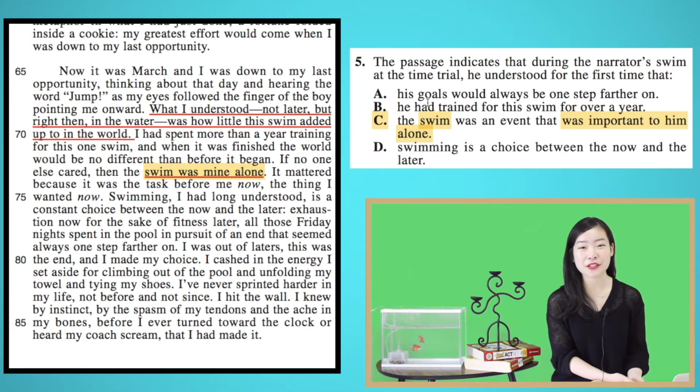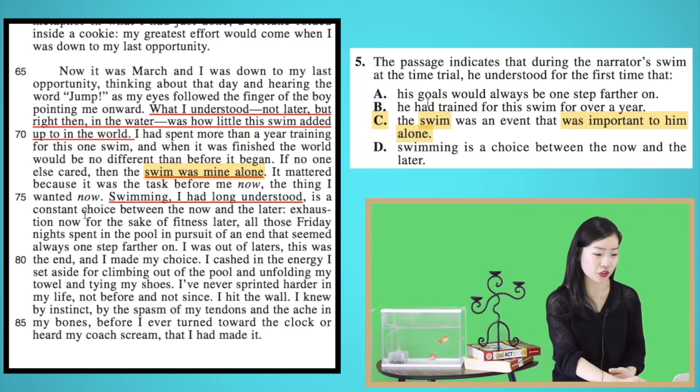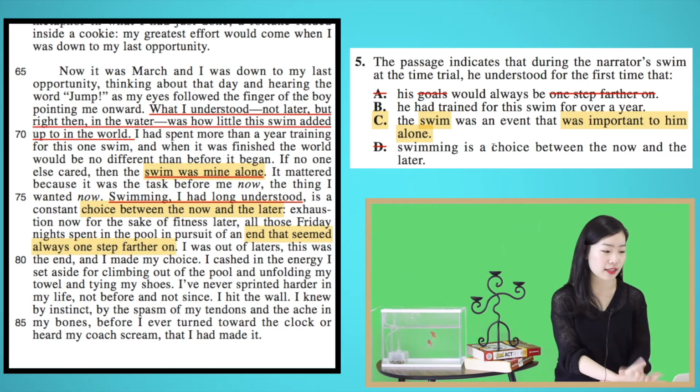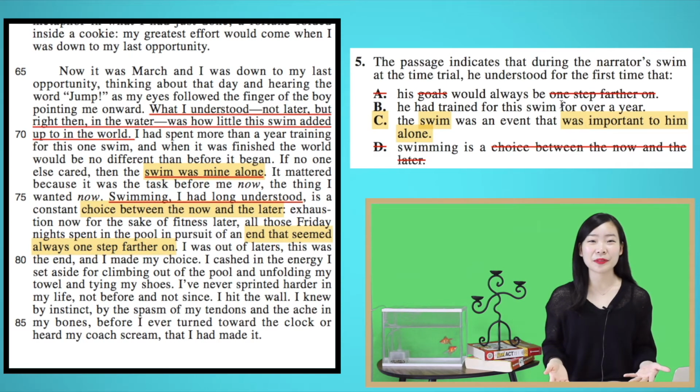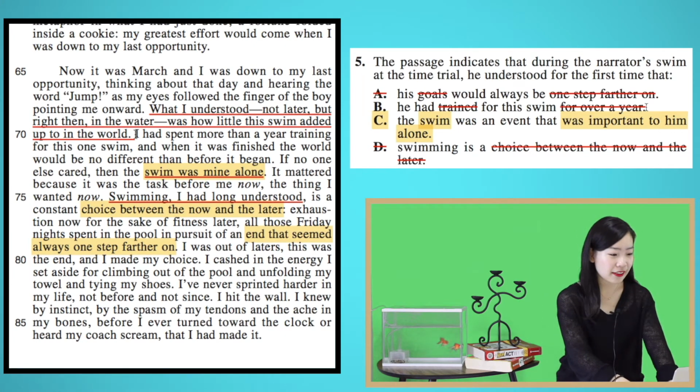The last paragraph also mentions what the main character already knew about swimming. It says over here, swimming I had long understood, and goes on about things that he already knew. So A and D aren't correct because these are things he already knew from the past. Option B also isn't the right answer because he didn't just realize that he had trained for more than a year. He did mention briefly in line 70 that I had spent more than a year training for this one swim, and when it was finished, the world would be no different than before it began.